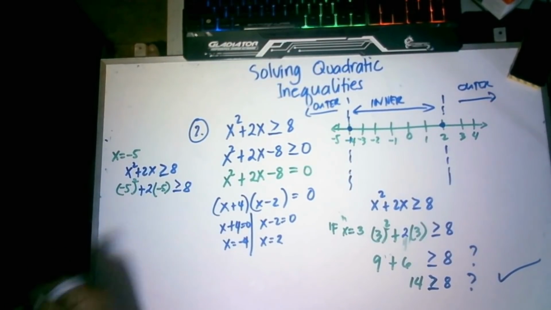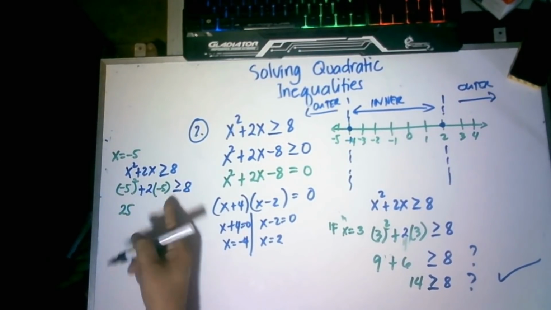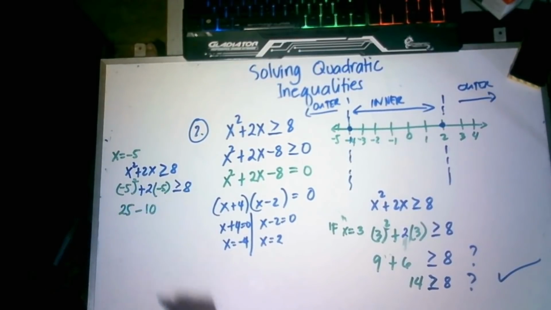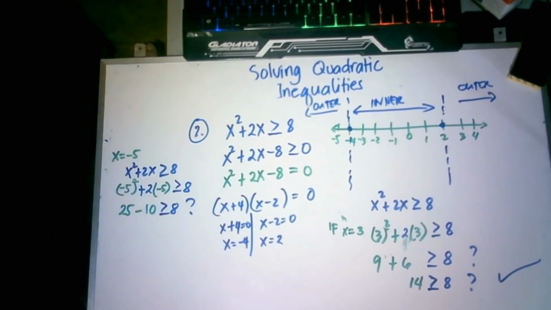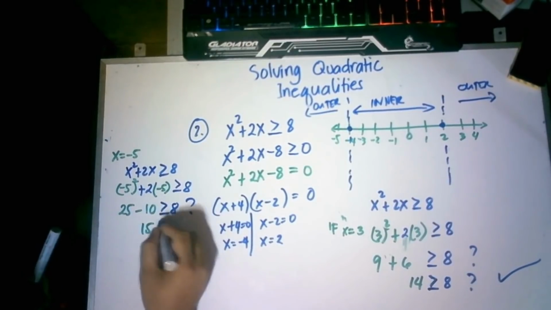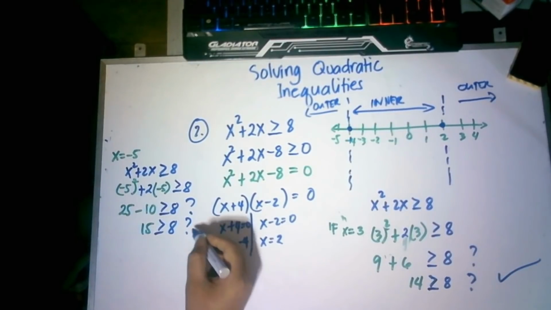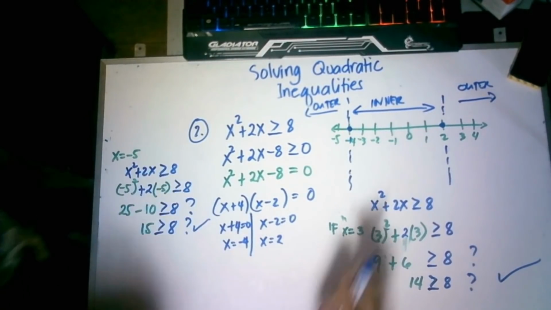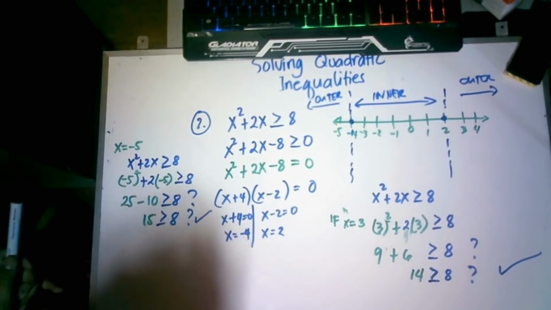What is negative 5 times negative 5? That is positive 25. What is 2 times negative 5? That is negative 10. Next, what is 25 minus 10? That is positive 15. Is it greater than or equal to 8? Yes, of course, it is greater than 8. So it is correct. We see that this outer region is good. How about the inner region?